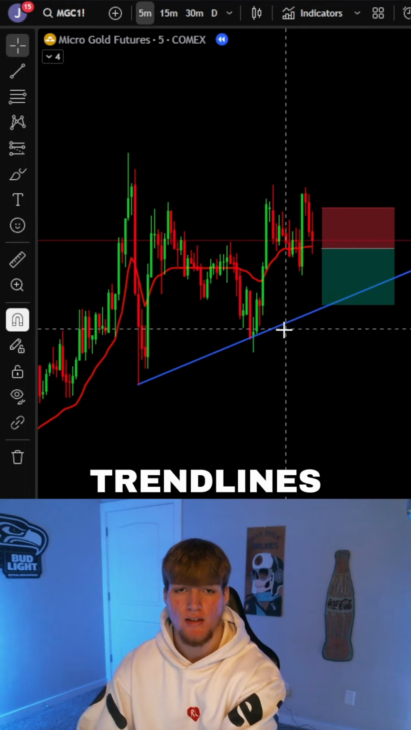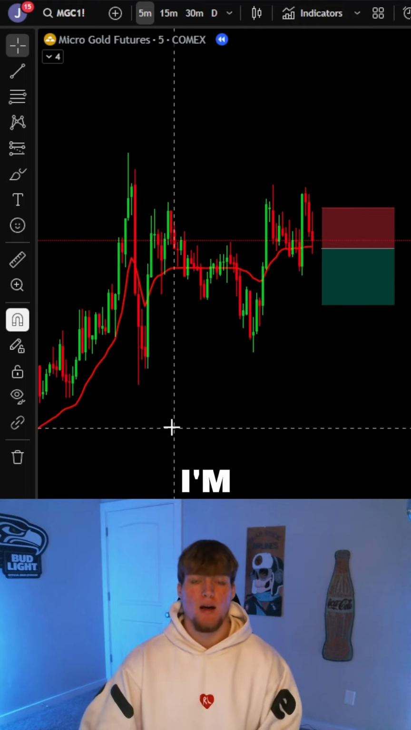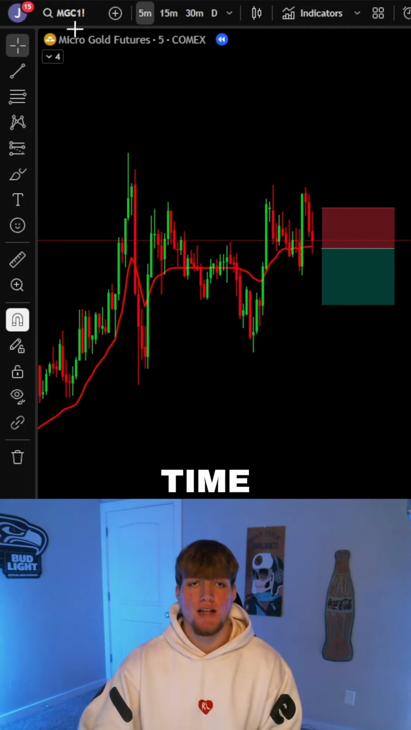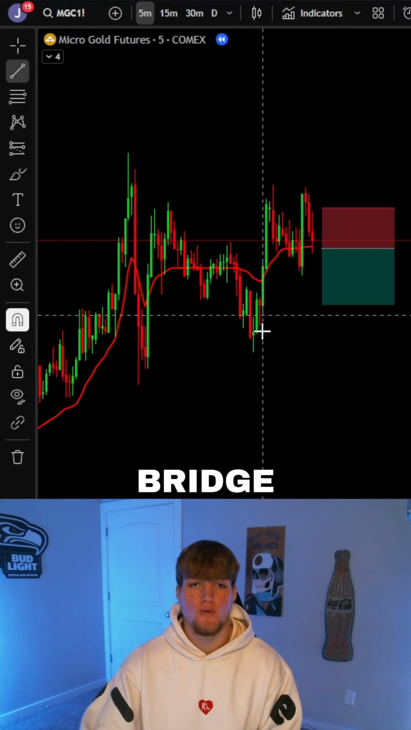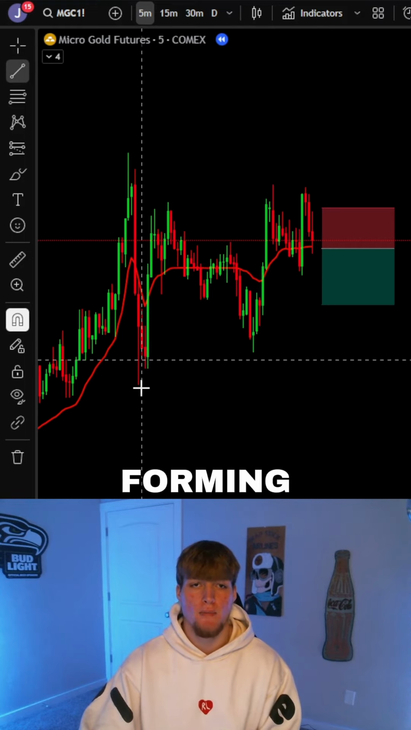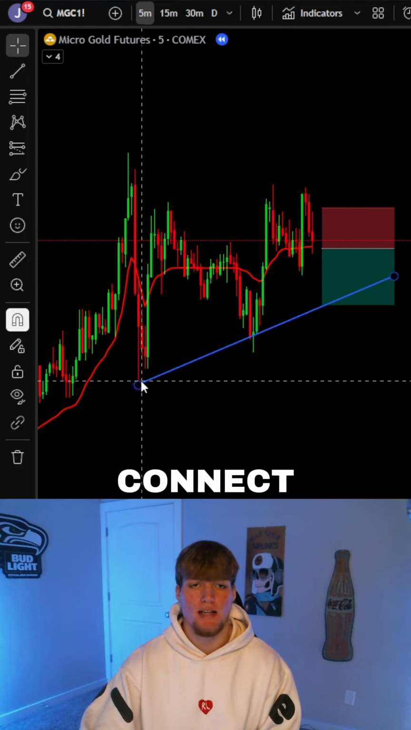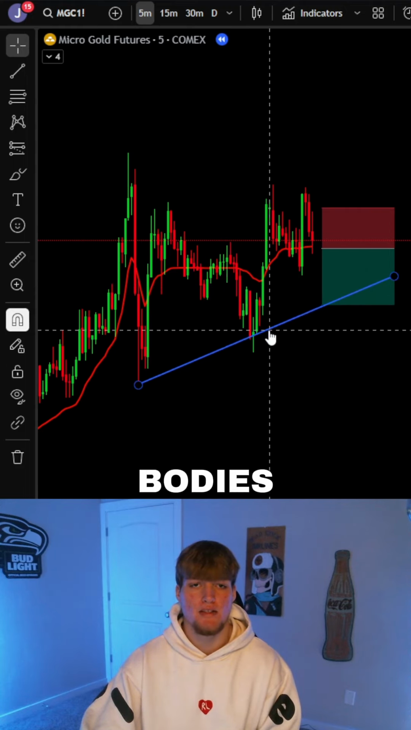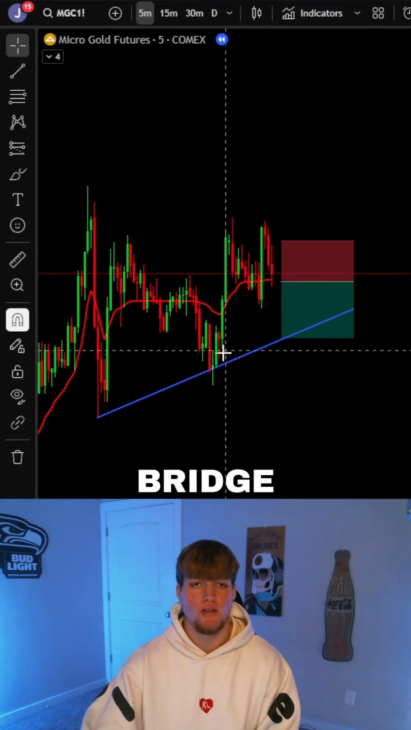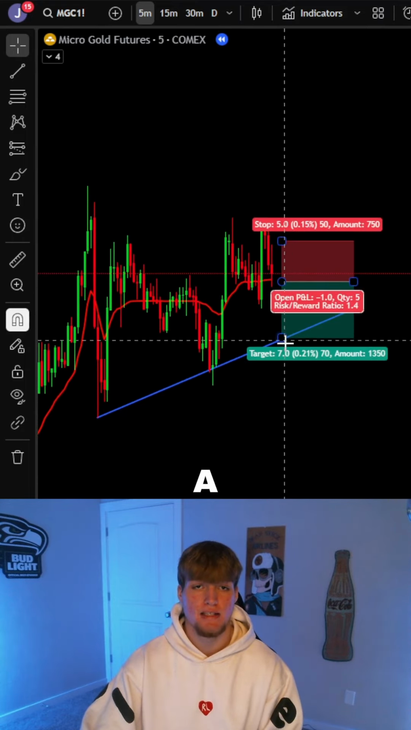So I'm going to delete these trend lines and show you where I would start. I'm going to spot the trend on the 5-minute time frame. As you can see, we have a clear bridge forming here, clear uptrend forming. I'm going to start that trend line off the bottom wick. So I'm going to connect that bottom wick and connect solid bodies of this first bridge. And now we're waiting for a retest of a second bridge, right?